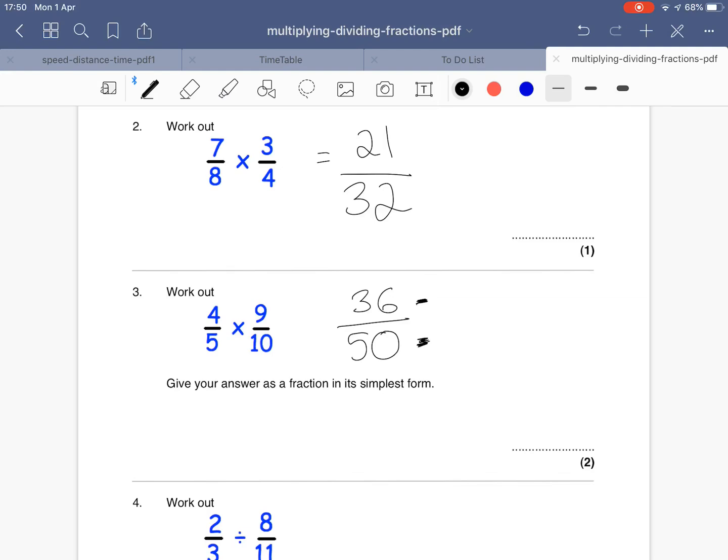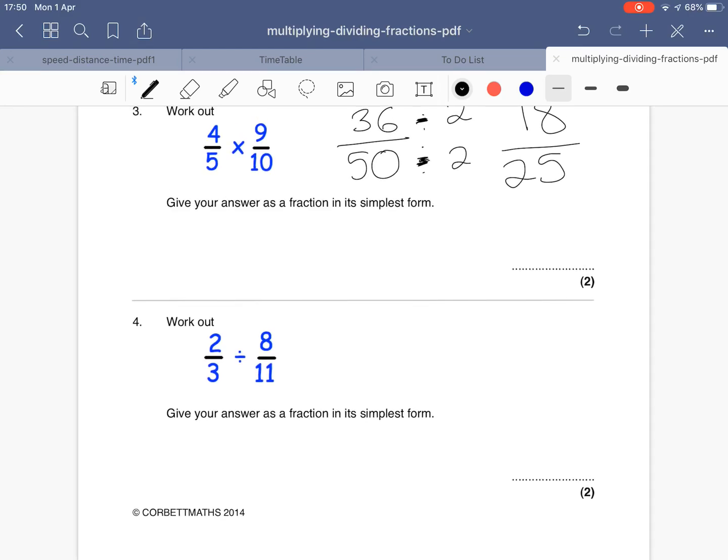So 2 goes into both of those numbers, so we can divide by 2. So 36 divided by 2, well, half of 36. If you don't know how to half 36, just half 30 and then half 6. So half of 36 is 18, and then half of 50 is 25. So that simplified is 18/25.